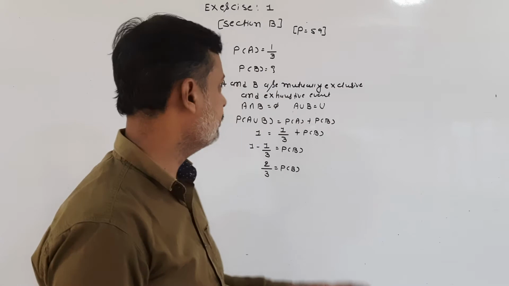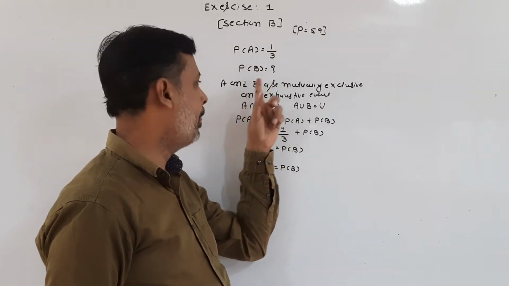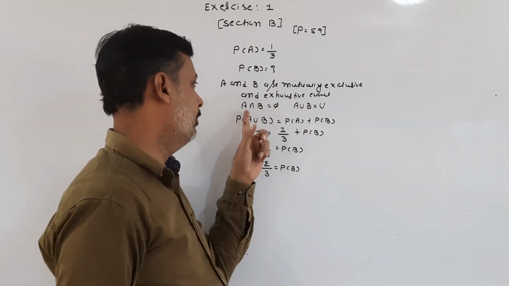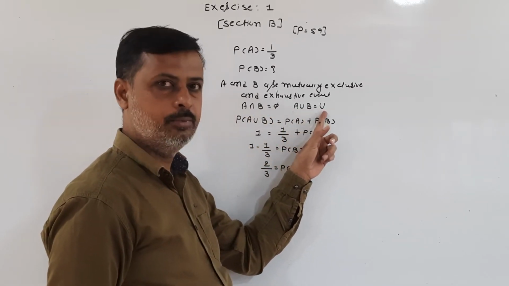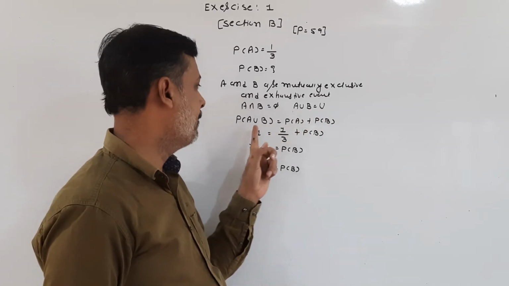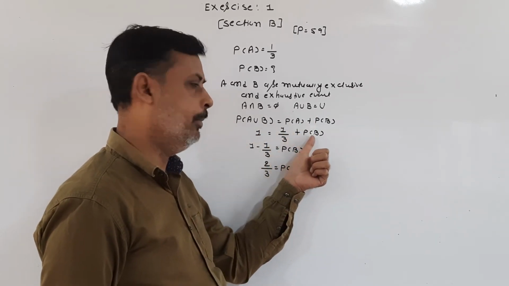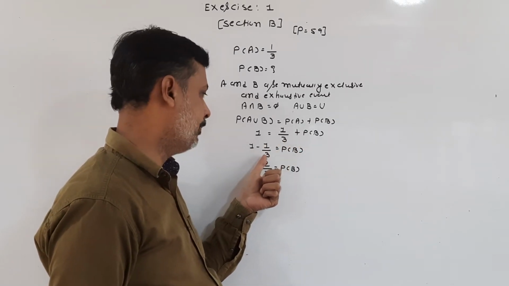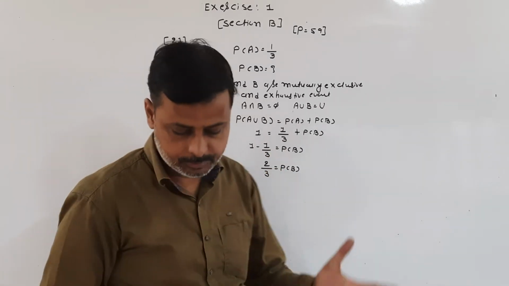Again I repeat. P of A is 1 by 3, and P of B we have to find. A and B are mutually exclusive and exhaustive events, which means A intersection B is equal to phi, and A union B is equal to U. A union B is equal to P of A plus P of B. A union B is equal to U means 1. So P of A, 1 by 3, plus P of B. We change 1 by 3 to the other side, so minus. 3 minus 1 is 2, so 2 by 3. So P of B is 2 by 3.